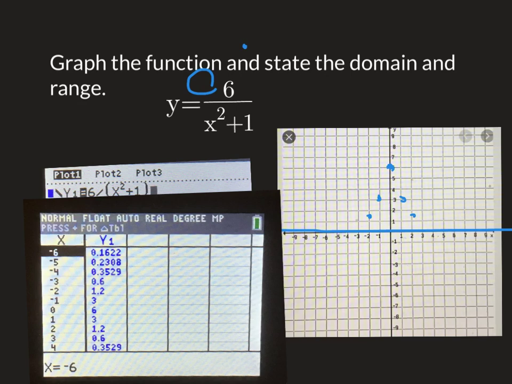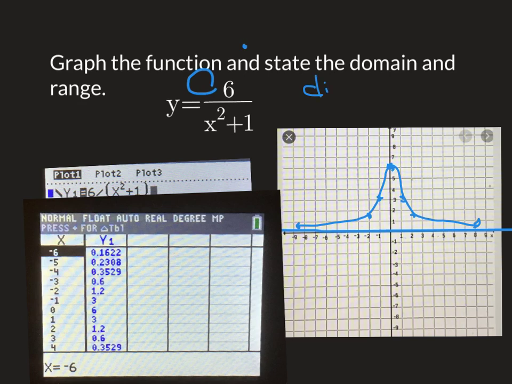And remember, the graph cannot cross the asymptote, which means our graph, I'm going to connect those dots. And it's going to look like this. It's going to go this way and that way, just like that. And there's what the graph looks like, doing what we did the other day. So we're adding horizontal asymptote rules today. Okay, I also got to tell domain and range.